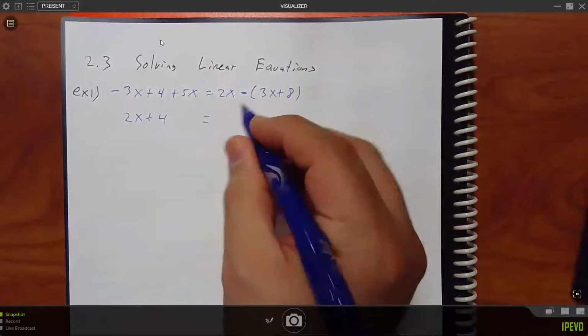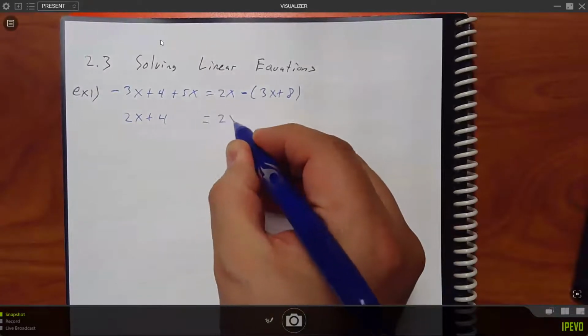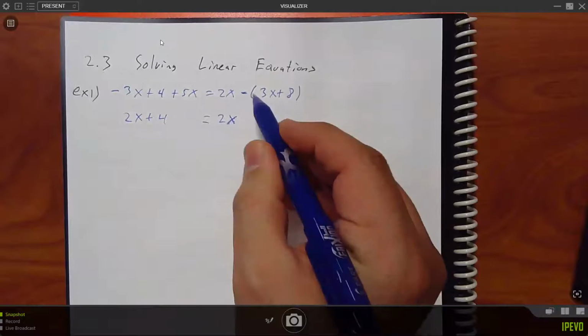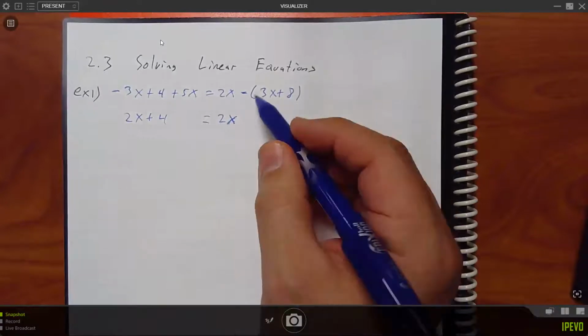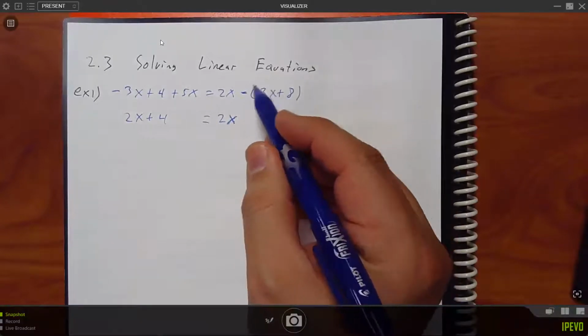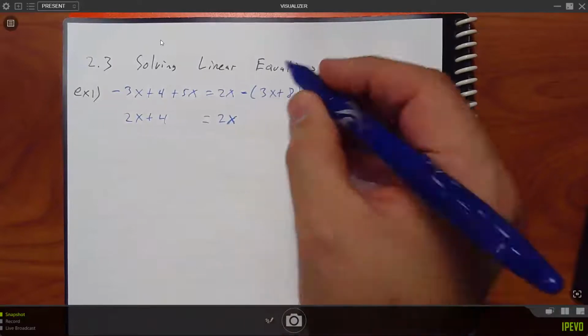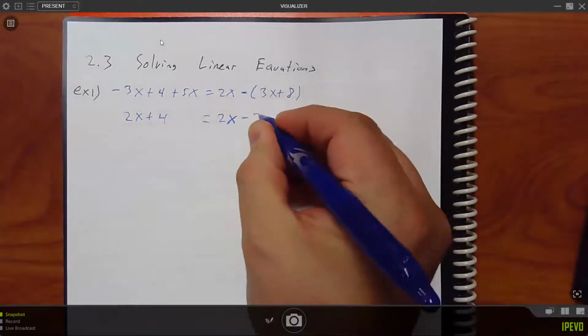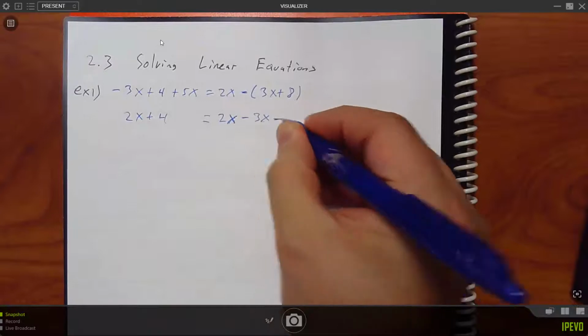Now on this side, we have a minus on the parentheses. You're gonna have to distribute negative, negative. So right there, it's gonna be a negative 3x minus 8.